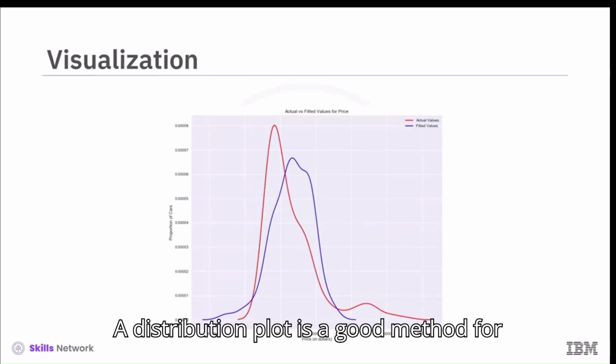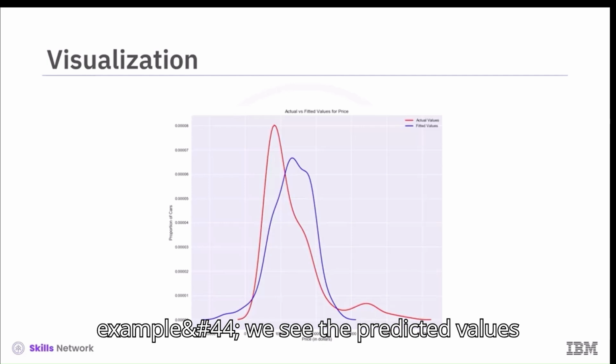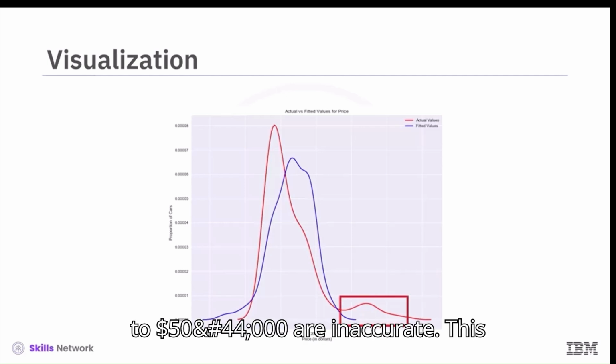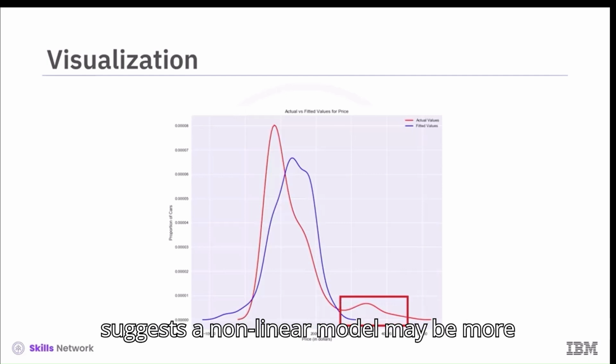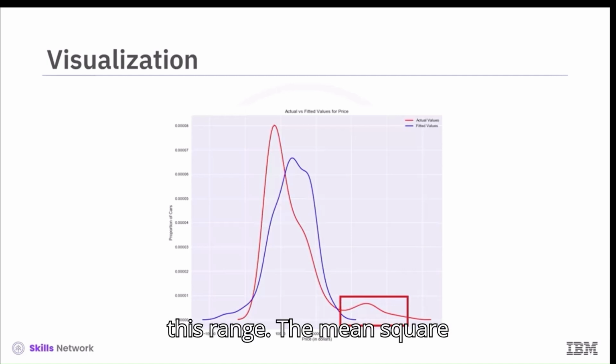A distribution plot is a good method for multiple linear regression. For example, we see the predicted values for prices in the range from 30,000 to 50,000 are inaccurate. This suggests a nonlinear model may be more suitable, or we need more data in this range.